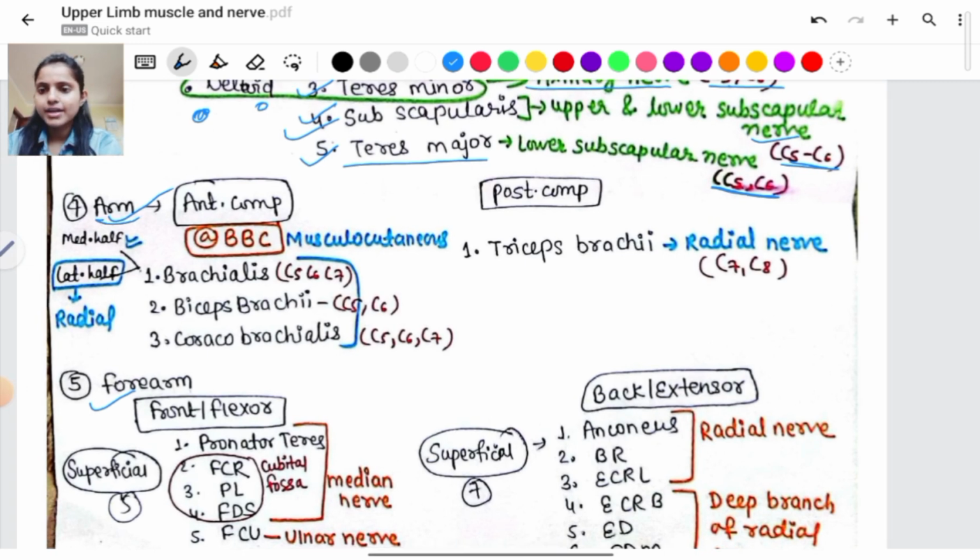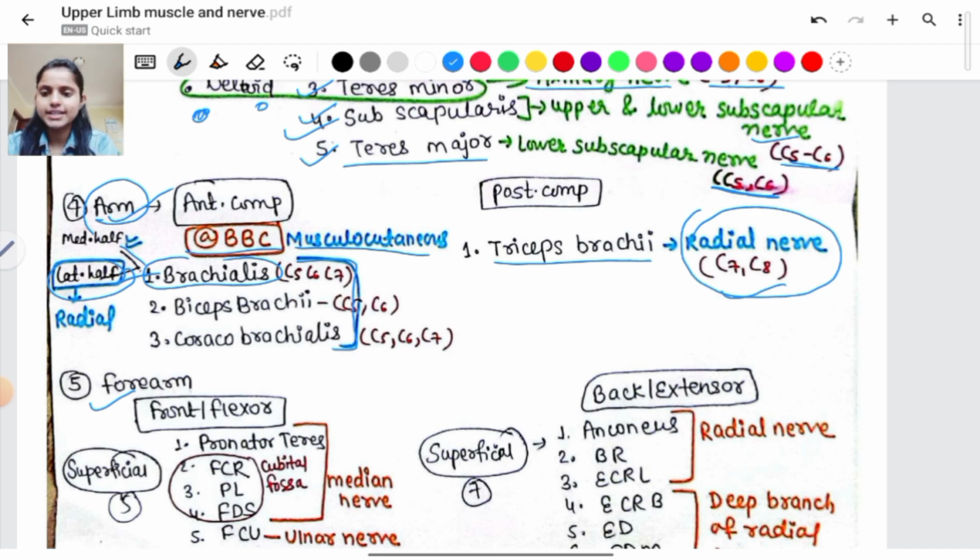Muscles of the arm. The arm has 2 compartments, the anterior compartment and the posterior compartment. The anterior compartment has 3 muscles, remembered as BBC: brachialis, biceps brachii, and coracobrachialis. The brachialis has 2 halves, medial half and lateral half. The lateral half is supplied by the radial nerve, and all the others are supplied by the musculocutaneous nerve. In the posterior compartment, the muscle is triceps brachii, which is supplied by the radial nerve, C7 and C8.